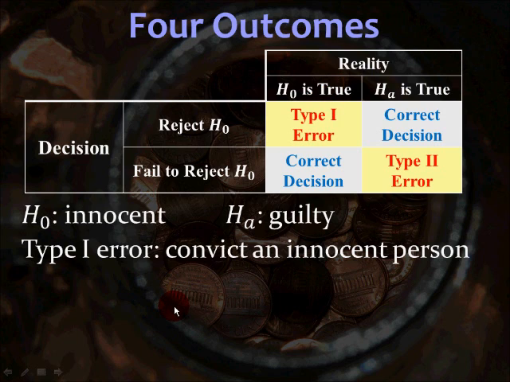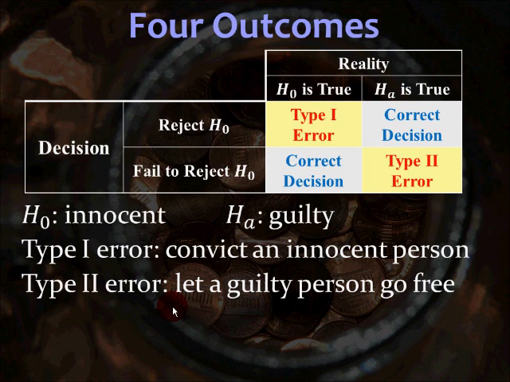Obviously, the consequence there is that someone that didn't do the crime is in jail, perhaps unjustifiably. Also, you actually do not capture the actual perpetrator of the crime. So there are a couple of consequences there. Type 2 error is to let a guilty person go free. You fail to reject innocence when he actually was guilty. So, you let a guilty person go free. So obviously the consequence there is you have a criminal that's on the loose.